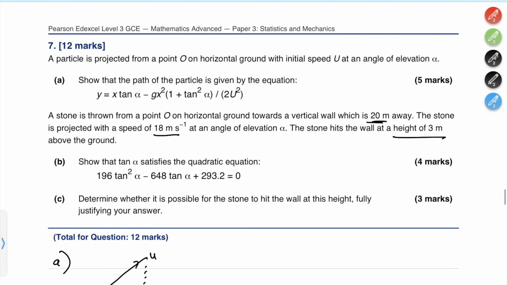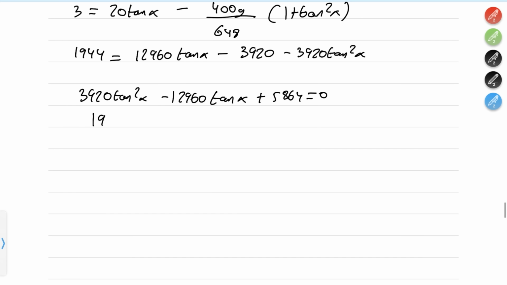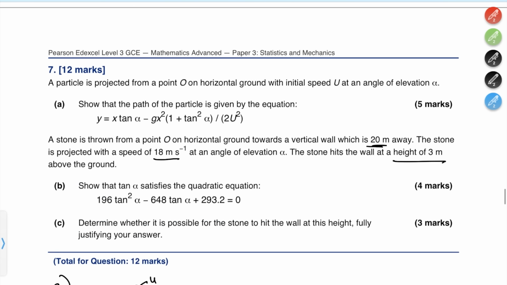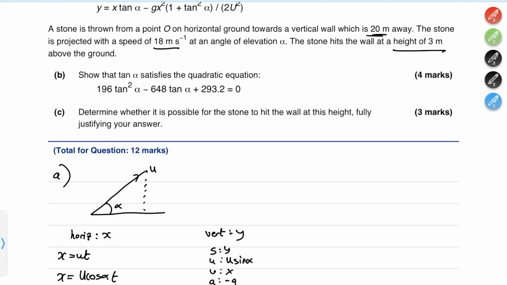So we know that we're going to have 196. So let's see, how do we get to 196 from 3,920? We can divide by 20. So we're going to divide the whole thing by 20. So we're going to get 196 tan squared alpha. 12,960 divided by 20 gives us 648 tan alpha. And then 5,864 divided by 20 gives us 293.2 equals 0. So let's check again. So 196 tan squared alpha minus 648 tan alpha plus 293.2 is equal to 0. So that is our show that done.